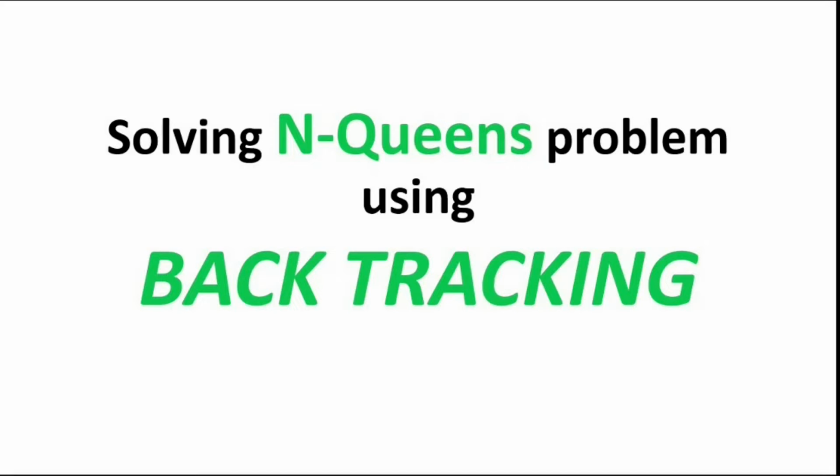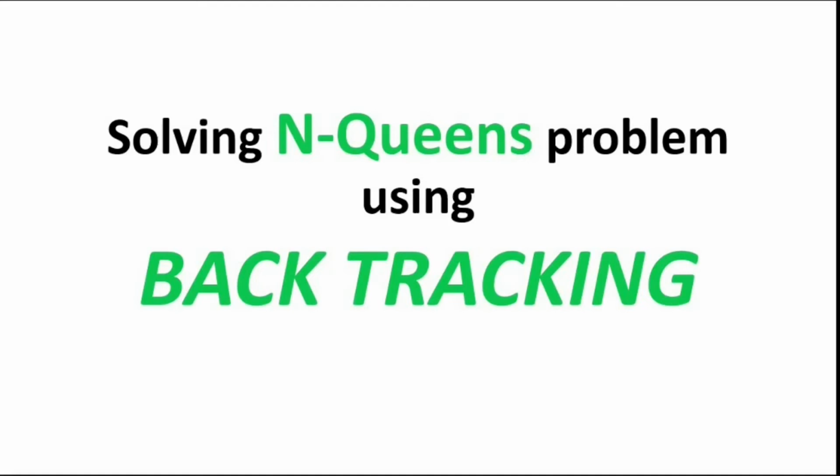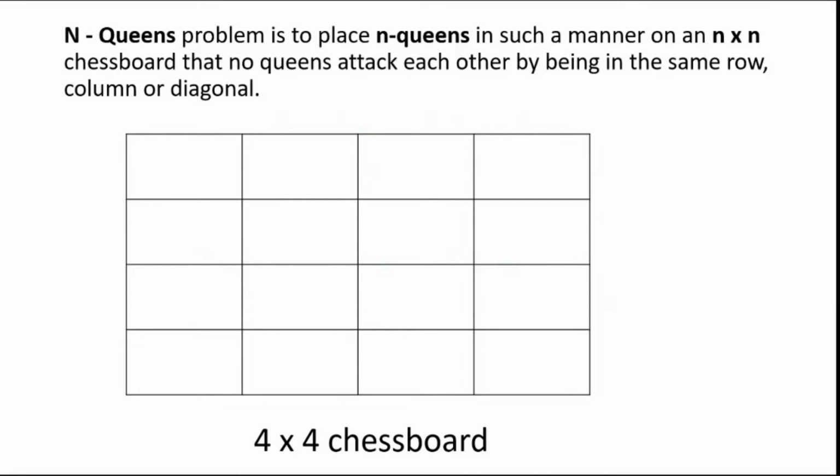So considering that we will be having an n cross n chessboard. Okay, so this is the chessboard. We will be having n cross n, and here I have taken a 4 cross 4 chessboard. So here n is equal to 4. So what is the n-queen problem? The n-queen problem is to place n queens on an n cross n chessboard, that means a 4 cross 4 chessboard, such that no queens attack each other, by being in the same row, same column, or diagonal.